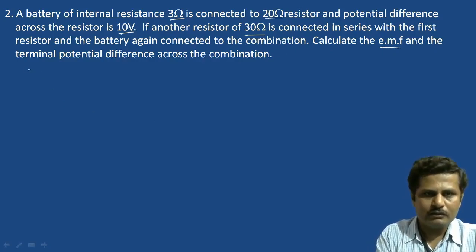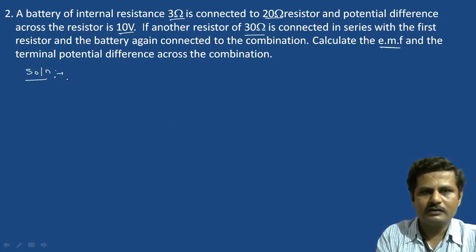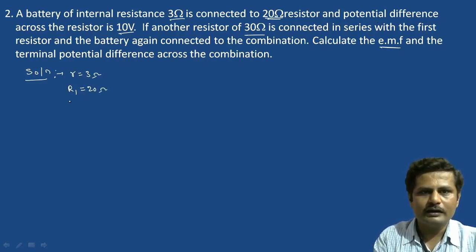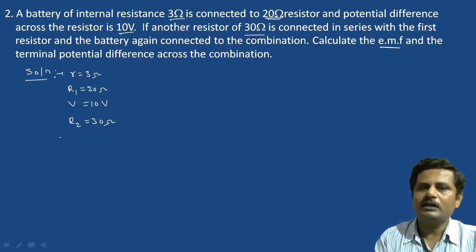So let's have a look at the given data first. The internal resistance of the given cell equals 3 ohm and the first resistor, R1, equals 20 ohm. Across R1 there is a potential difference of 10 volt. Let me write V equals 10 volt. There is only one resistor. If another resistor of 30 ohm is connected, that is R2 equals 30 ohm, in series with the first resistor, and the battery again connected to the combination, we need to calculate the EMF.